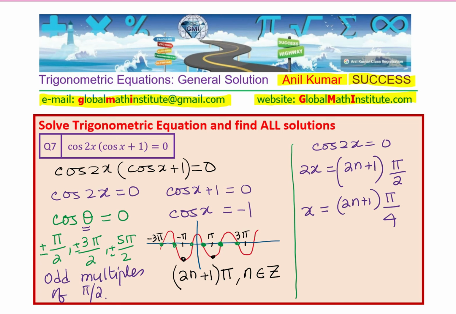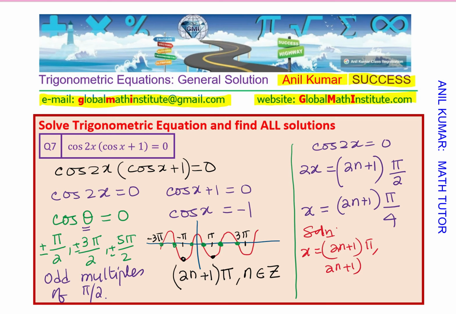Great. So let me summarize the solution here. So the solution clearly is that x is 2n plus 1 pi, or it could be 2n plus 1 pi by 4, right? Where n belongs to the set of integers. Is that clear to you? So we have done the first question and we have totally understood what happens when cosine function is 0 or minus 1. Similarly, you could do plus 1 or any other value.